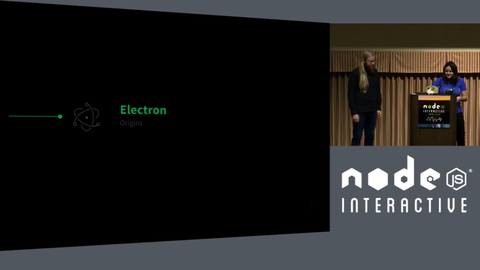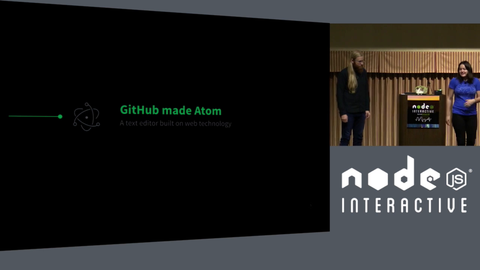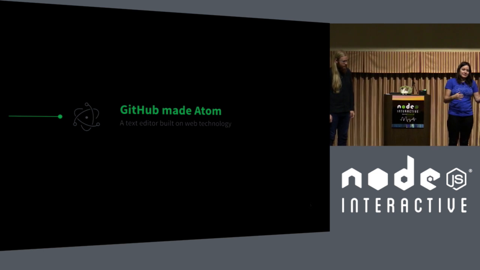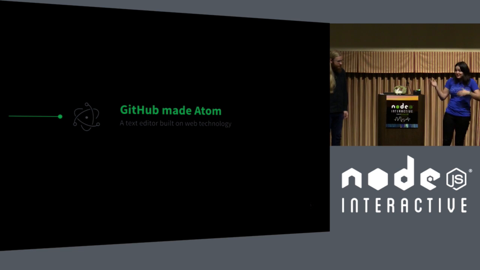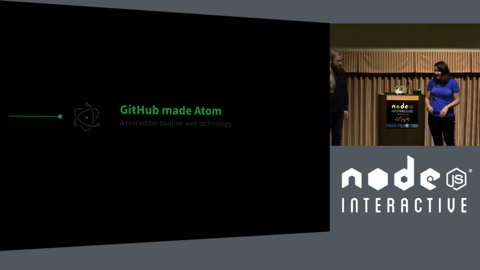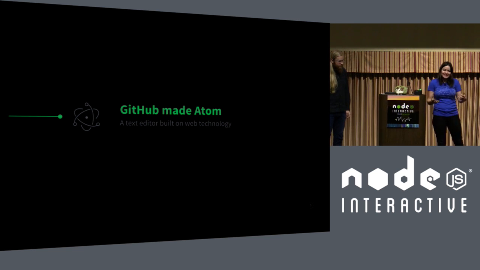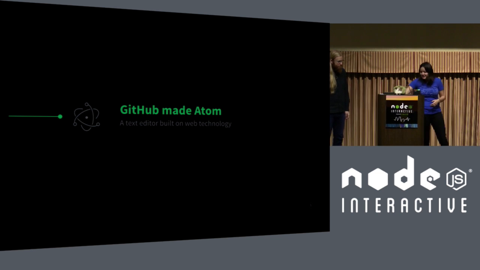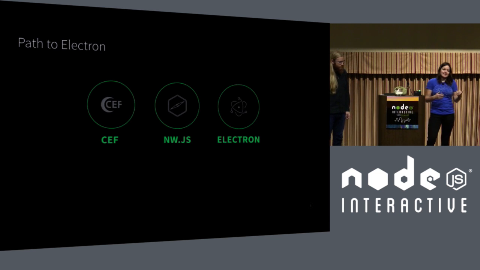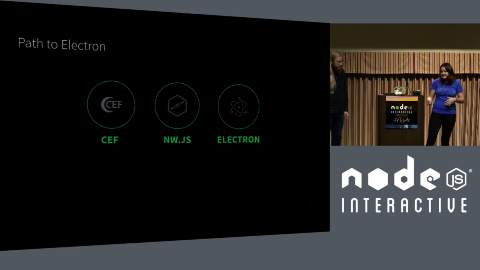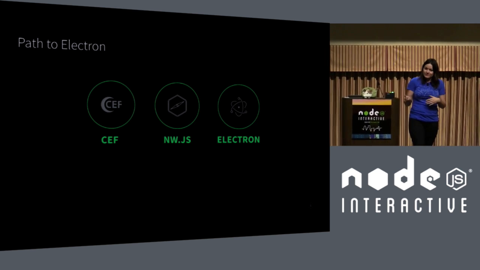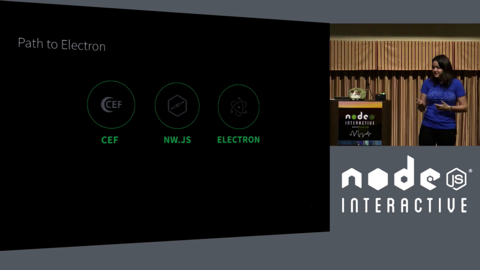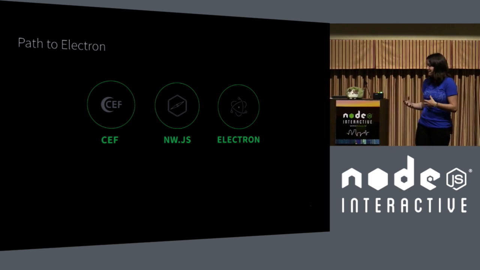So starting with where Electron began, where it came from, it started because GitHub had a dream to build a text editor purely based on web technology. And you might have heard of it. It's a thing now. It's Atom. But before it was a thing, we needed to build it on top of something. And the team at the time had tried the things that were existing, like Chrome Embedded Framework and Node.js, but nothing was quite the right fit for what they were trying to do. And so they knew they needed something else.